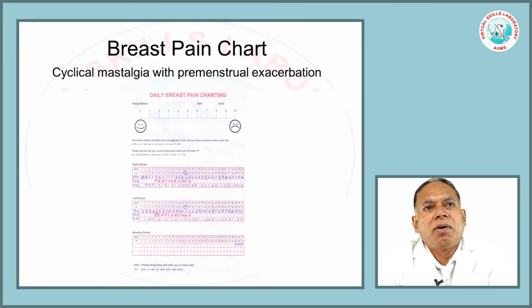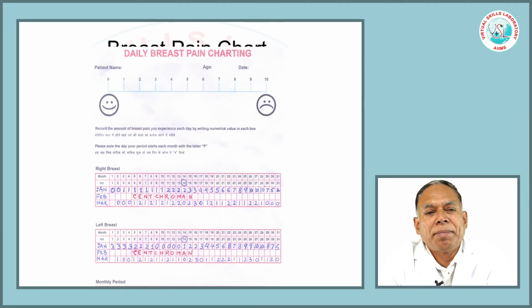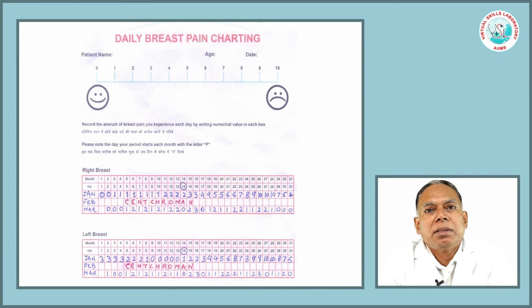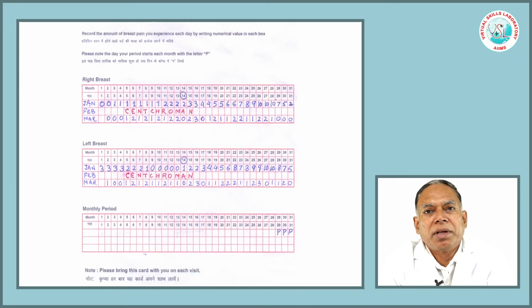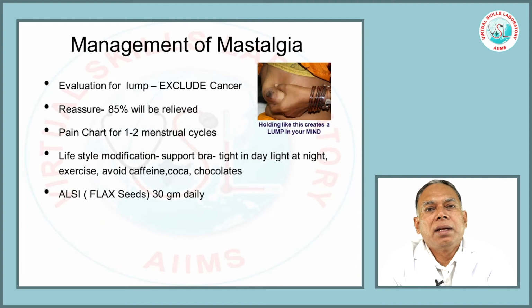An example of cyclical mastalgia with premenstrual exacerbation is depicted here. Just prior to the menstruation, the lady experienced more and more severe pain starting around mid-cycle, that is the time of ovulation. Let us now understand the management of mastalgia.